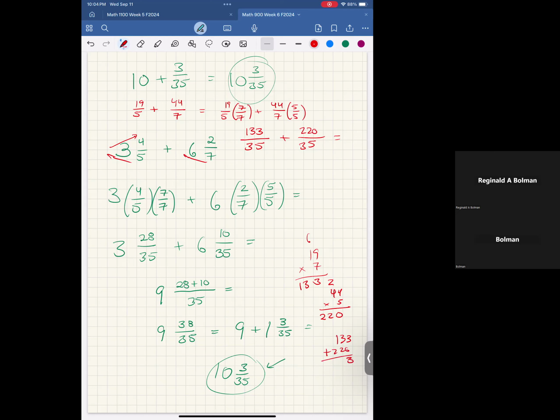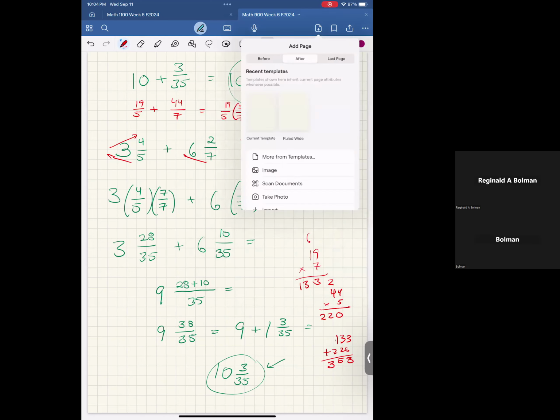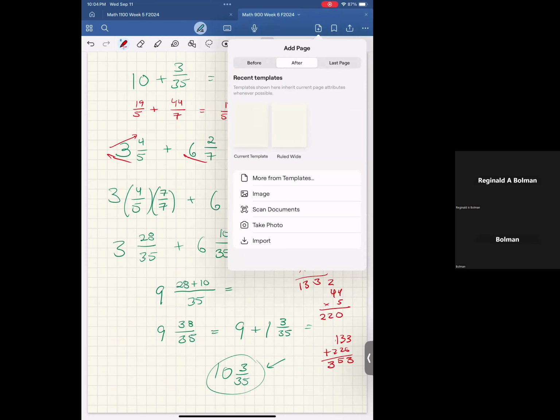Add everything together. We've got 133 plus 220. 3 plus 0 gives you 3. 3 plus 2 gives you 5. 1 plus 2 gives you 3. So we got 353 all over 35. And of course, if we wanted a mixed number answer, that would be just fine. But if we wanted an improper fraction answer, rather, what we have here would be just fine. But if we wanted a mixed number answer, then we've got to do a little bit of nasty division problem.